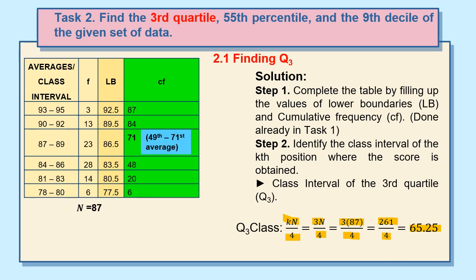Now let us refer to the cumulative frequency column. Note that the 49th to 71st average contains the 65.25th average of the third quartile class. Therefore, our Q sub 3 class or the third quartile class belongs to the interval 87 to 89.